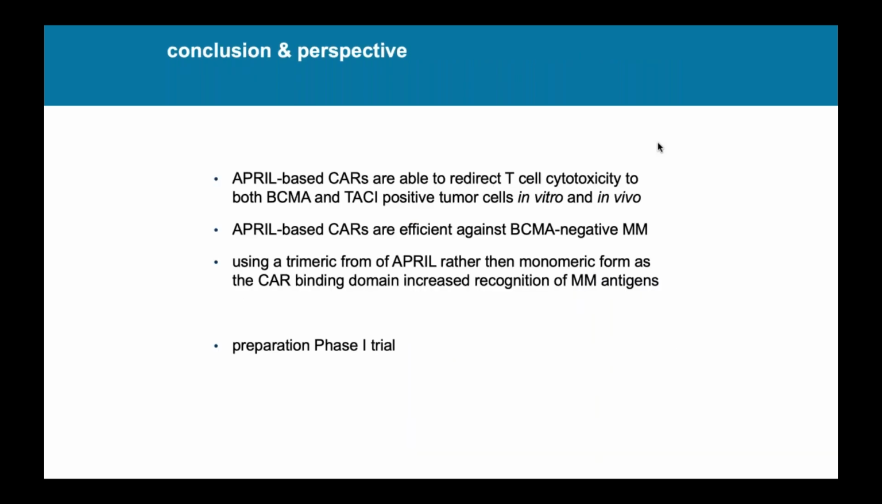So with this, I would like to come to the end of my talk and summarize. What I hope I was able to show you is that our APRIL-based chimeric antigen receptors are able to redirect T-cell cytotoxicity to both BCMA and TACI-positive tumor cells. Since both these receptors are consistently upregulated on malignant plasma cells, this is an attractive approach to target multiple myeloma. Furthermore, we found that using a trimeric form of APRIL rather than a monomeric form as the antigen receptor binding domain increased the potency of the CAR against multiple myeloma, both in vitro and in vivo. And we are currently working on preparing for a phase one trial with TRIPRIL CAR Ts.